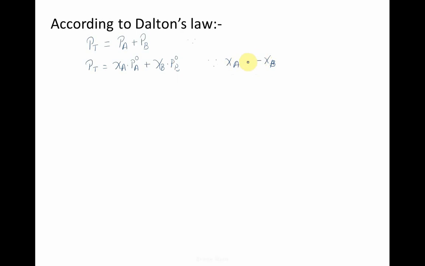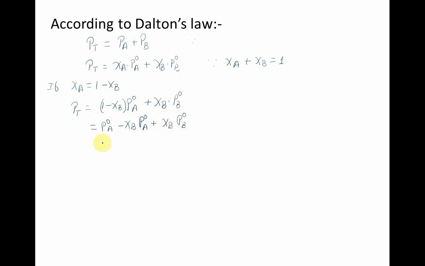First I will teach you. Mole fraction of A plus mole fraction of B is equal to 1, so mole fraction of A is equal to 1 minus XB. Then this equation can be rewritten as P total is equal to (1 minus XB) into P naught A plus XB into P naught B, or P naught A minus mole fraction of B into P naught A plus mole fraction of B into P naught B, or it can also be written as P naught A plus mole fraction of B into (P naught B minus P naught A).